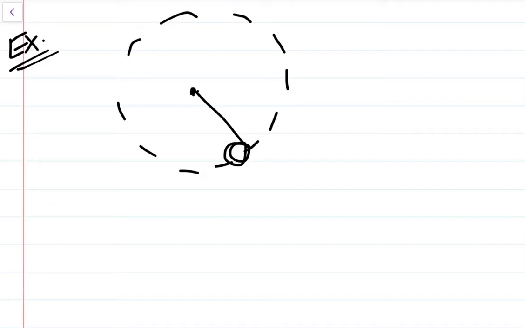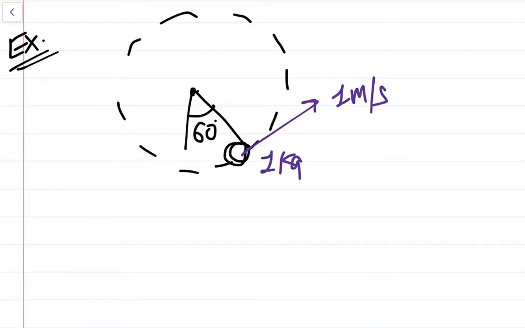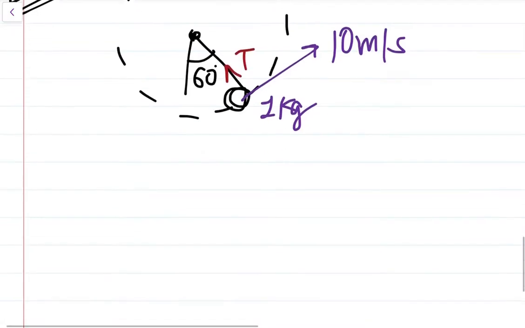So we are told that when its angle is 60 degrees, and its speed, let's say, is 1 meter per second, and mass is, let's say, 1 kg. Sorry, let the speed be 10 meters per second. So we are told, at this moment, what is the value of tension that is holding the ball. So it's also a basic question.